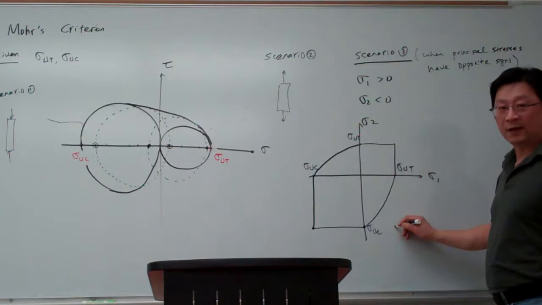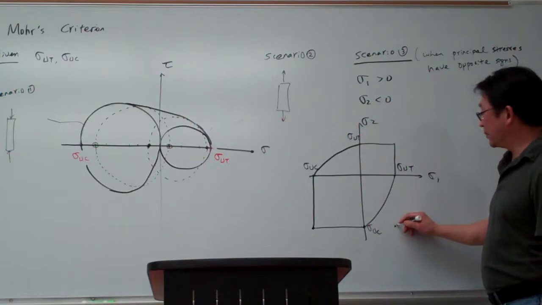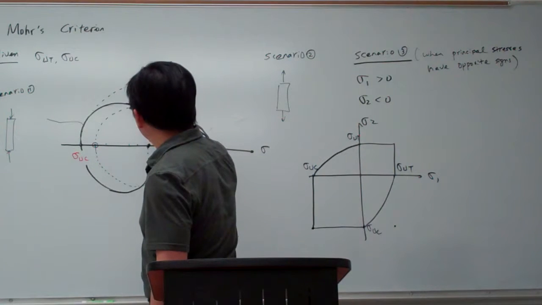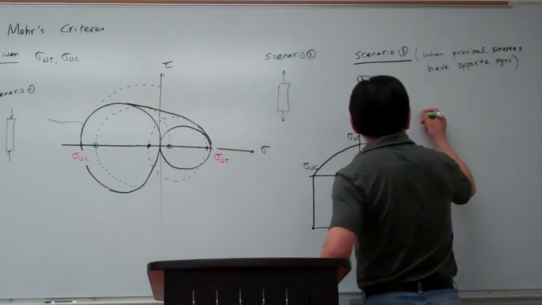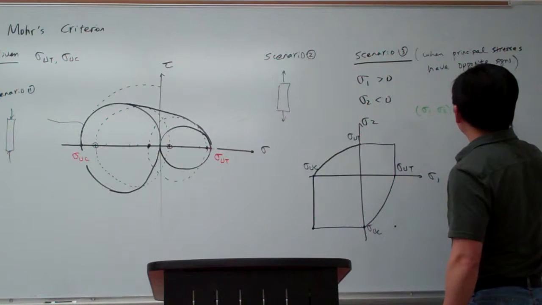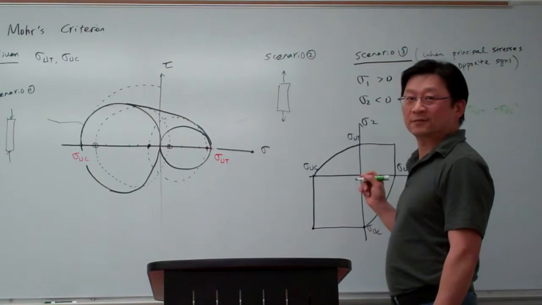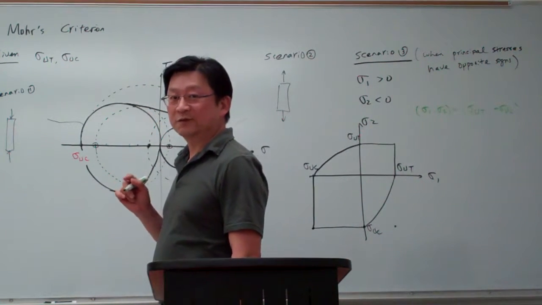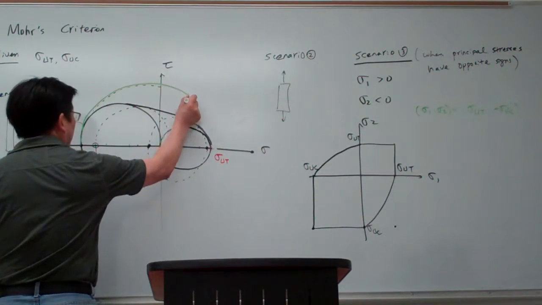No, I was just wondering how you chose. Yeah. So this point on this one corresponds to this circle. Let me use this one. The question is, if we have sigma 1 and sigma 2, for example sigma ut and minus sigma uc, what happens? I think that is your question. For that one, the corresponding circle is the green one here.